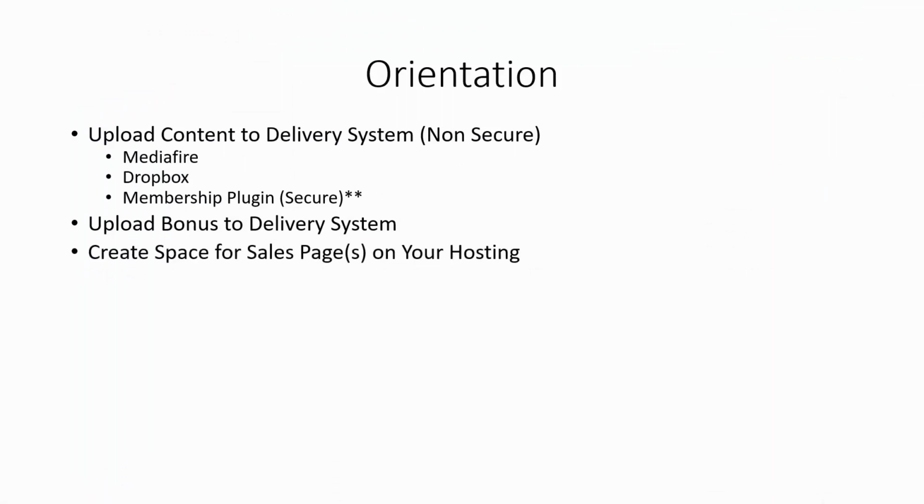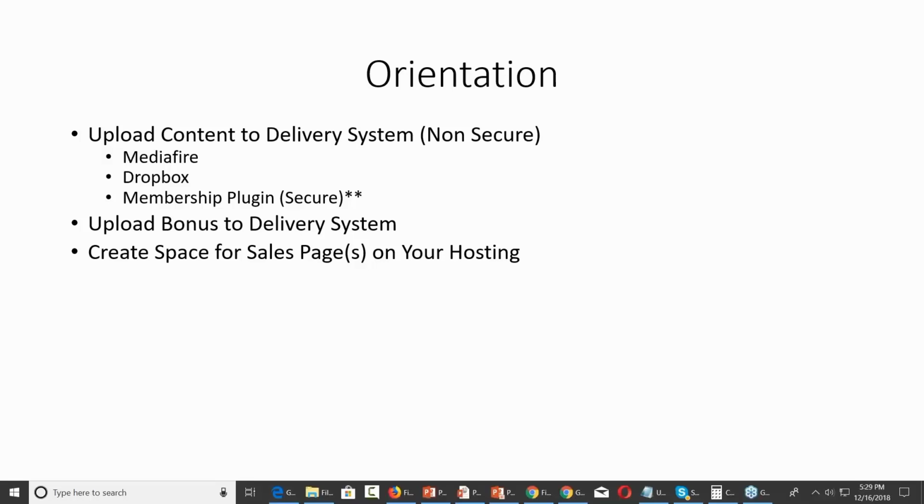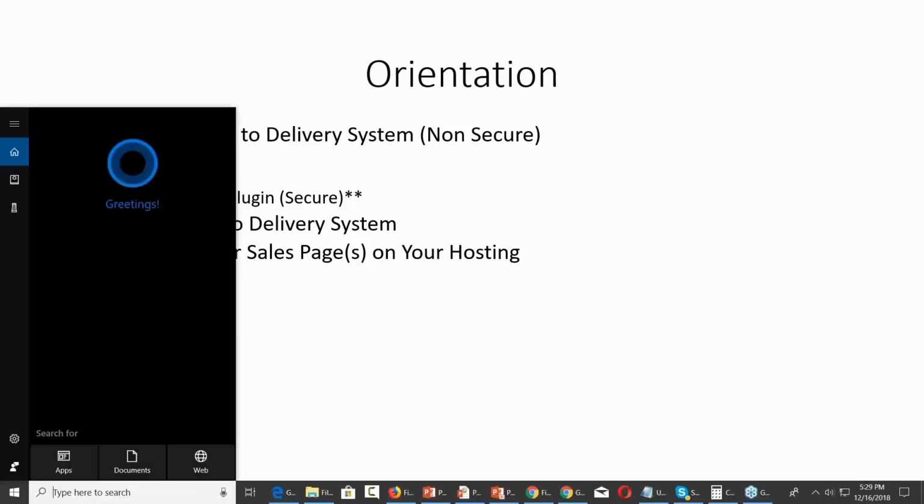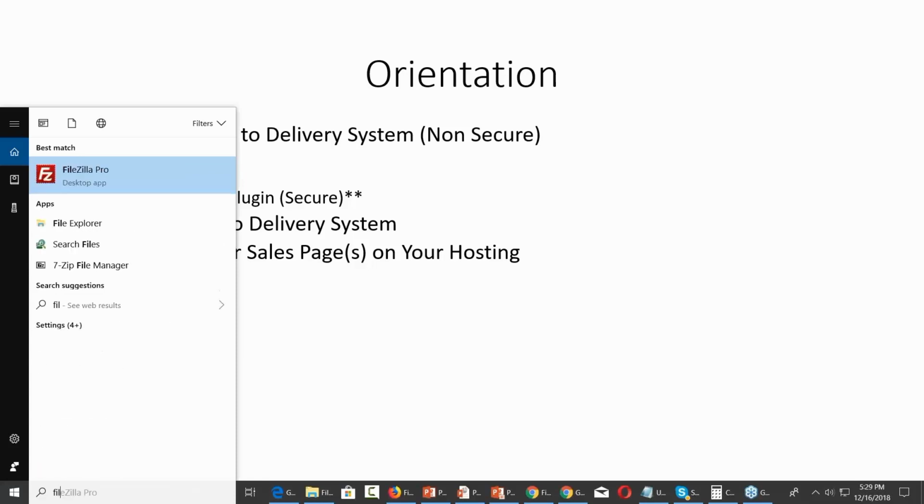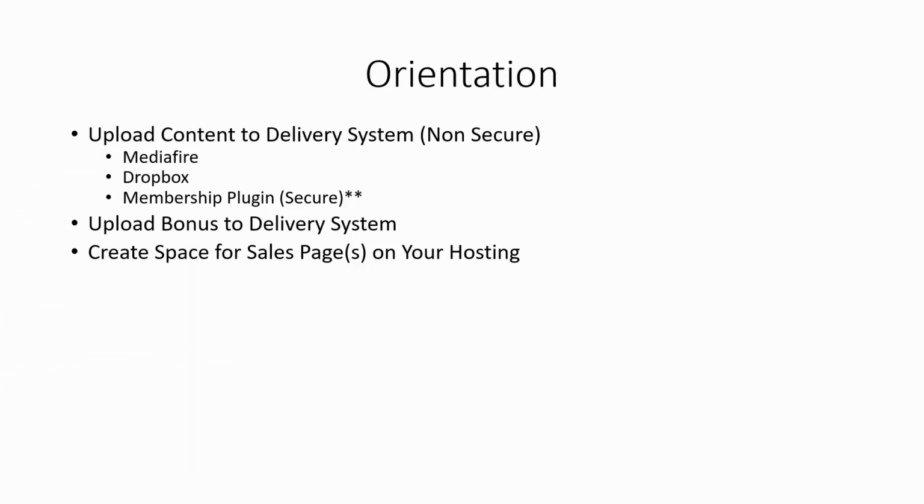One of the other things you're going to need to do is create space for your sales pages on your hosting. Remember I talked about the fact that we're not going to get a separate domain for each product. If you're going to have multiple products, you're going to be using one domain name. Now, that might not suit your marketing plan, but in most cases, when you're getting started, the easiest way is to use one domain and to use subdirectories. I'm going to show you how to do a subdirectory right now.